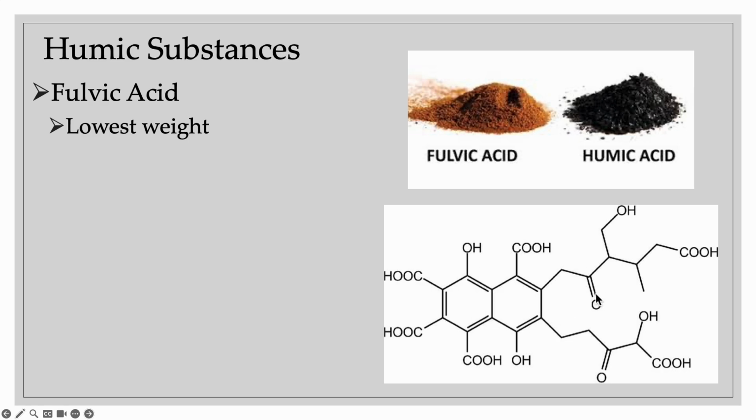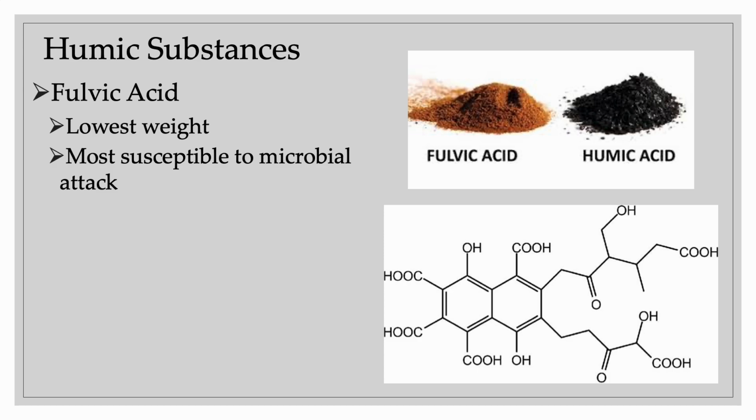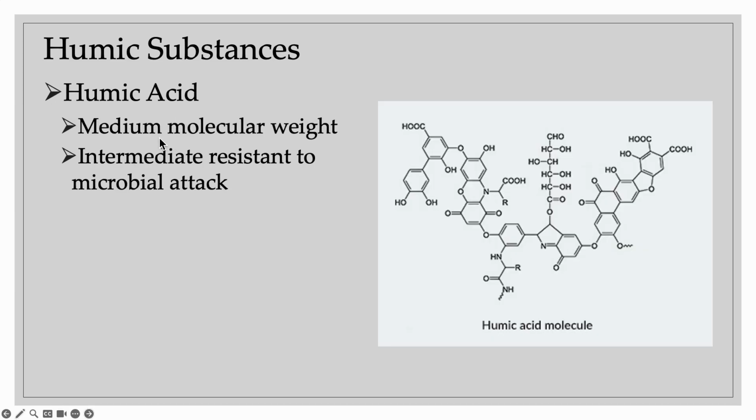And fulvic acid has the lowest molecular weight. This structure doesn't have too many of these phenolic rings. It does have a couple of double bonds, so mostly carbon, oxygen, and hydrogen. The lowest molecular weight, and therefore it is the most susceptible to microbial attack. This would be the first thing you would want to break down as a microbe because it's easy to break down.